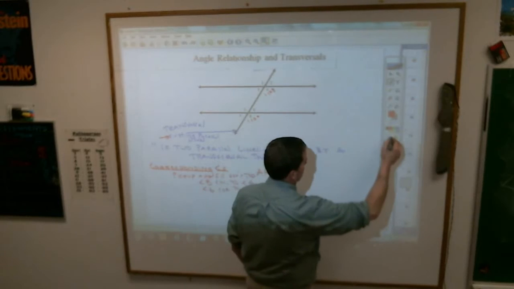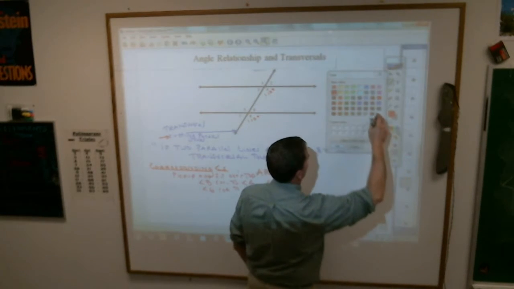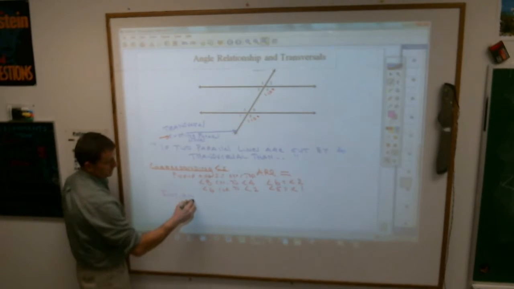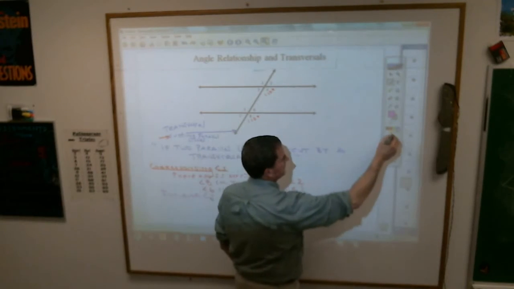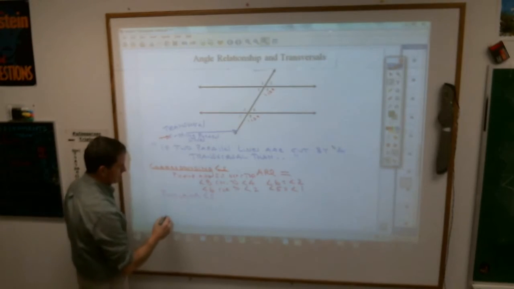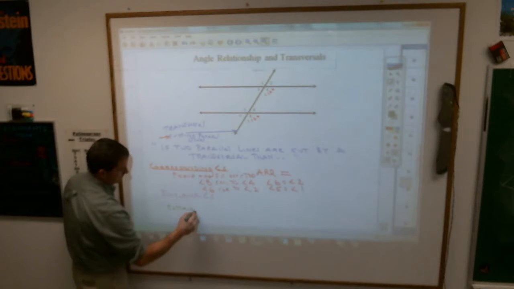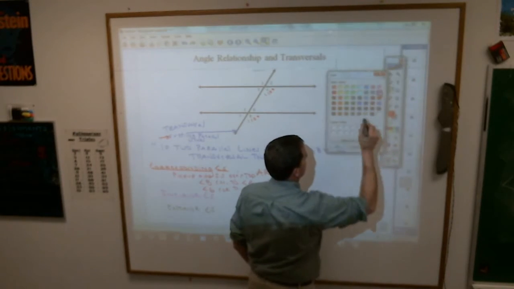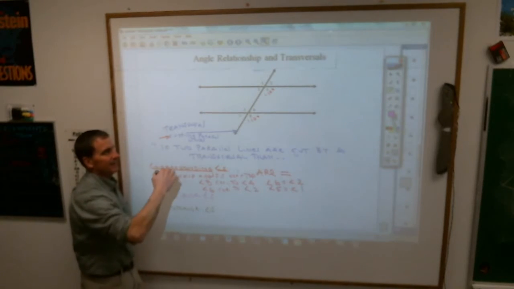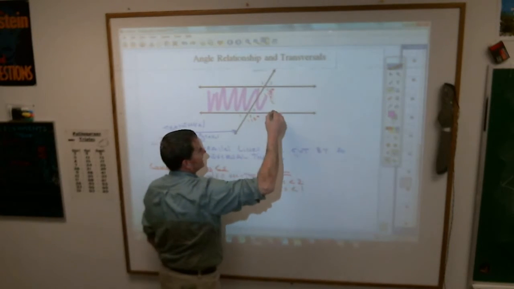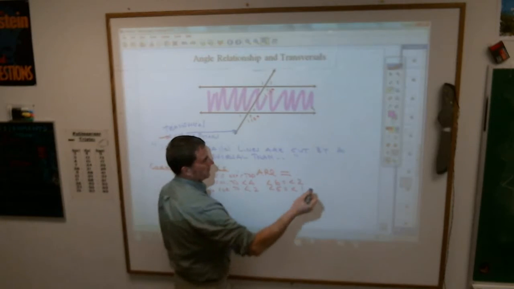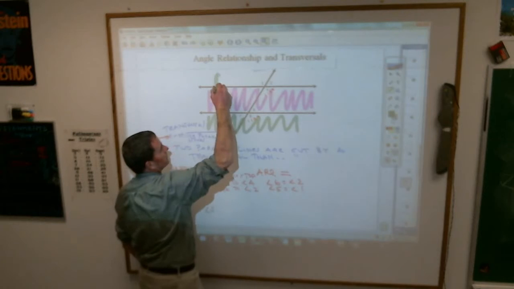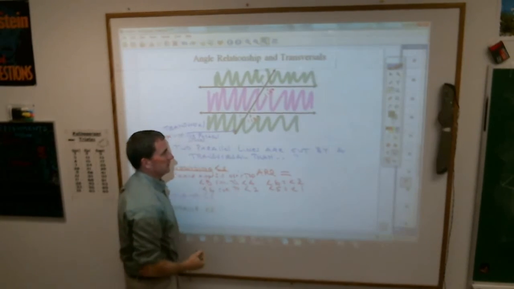Then we have this. Here's where people maybe get a little confused. Go back to paint. We have what are called interior angles, and we have what are called exterior angles. Here is the difference. Interior angles are angles that fall inside the parallel lines. This is the inside of the parallel lines. Exterior angles are the angles that fall outside the parallel lines.